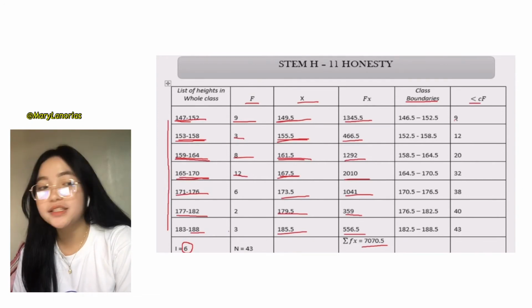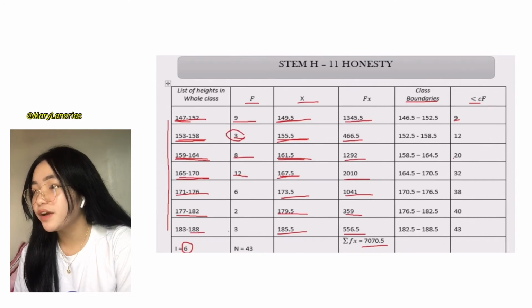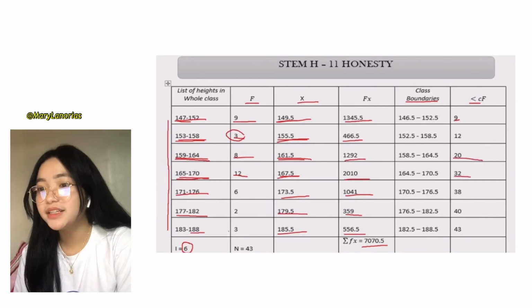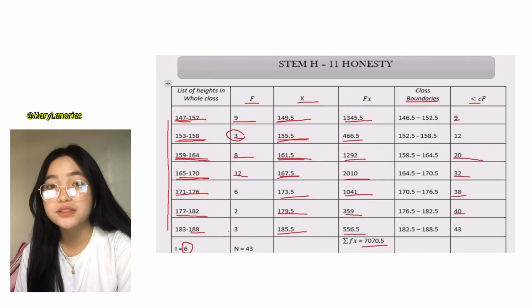And for the next one, we have the less than cumulative frequency. So how do we find this? First, we have our frequency of 9 and we add it to 3. So 9 plus 3, we now have 12. 12 plus 8, we now have 20. 20 plus 12, we have 32. 32 plus 6, we have 38. 38 plus 2, we have 40. 40 plus 3, we have 43.